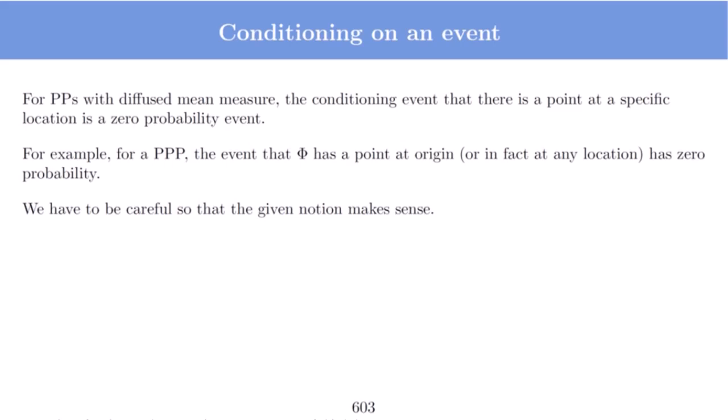Now, for a PPP with a diffuse mean measure or intensity measure, the conditioning event that there is a point at a specific location has zero probability. We have talked about this. For a diffuse intensity measure, the probability that the point process has a point at a specific location is zero. One example is the PPP with a diffuse mean measure: the event that phi has a point at the origin or any location has zero probability. So how do we condition on this point? It makes it a little bit difficult.